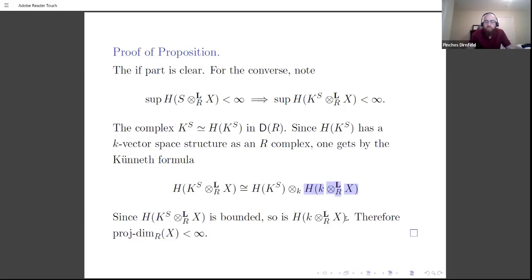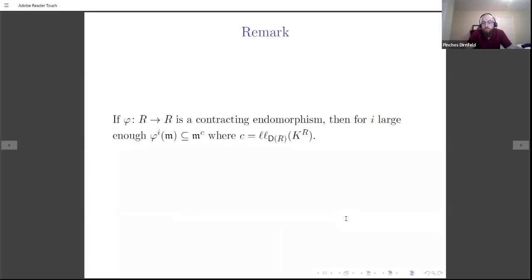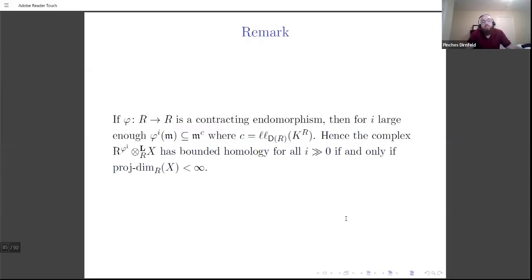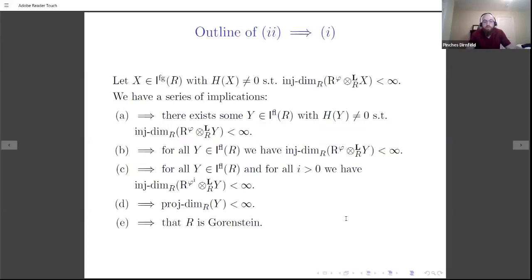And so the reason why we want this proposition is if I start with a contracting endomorphism phi from R to itself, then if I take i large enough, eventually phi^i is going to take M into M^C, where C is the Loewy length of the Koszul complex on R. So if I know the complex R^{phi^i} tensor X has bounded homology for all i bigger than 0, that can only happen if and only if X has finite projective dimension, which is giving me the implication C implies D.